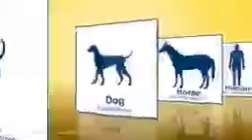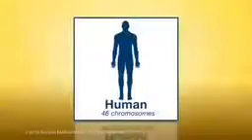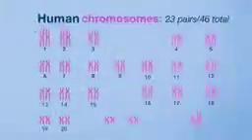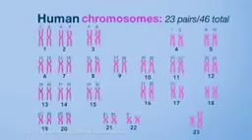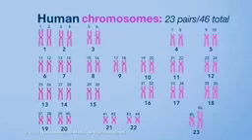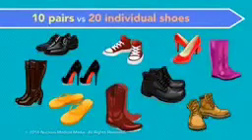Different types of organisms have different numbers of chromosomes. Every cell in your body is called a somatic cell, except your gametes. Human somatic cells have 23 pairs of chromosomes, for a total of 46. It's like the difference between how many pairs of shoes you have versus your total number of shoes.